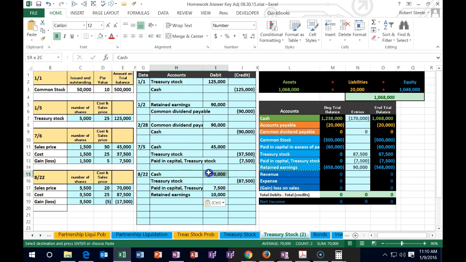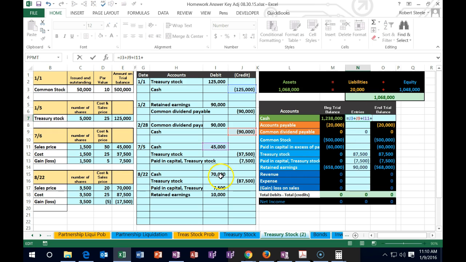We got the cash at 70. Here's the cash on the trial balance. We're going to post it to the middle column. So we are in N7. I'm going to double click on that, go to the end of it, plus and then click on the 70,000 and enter.